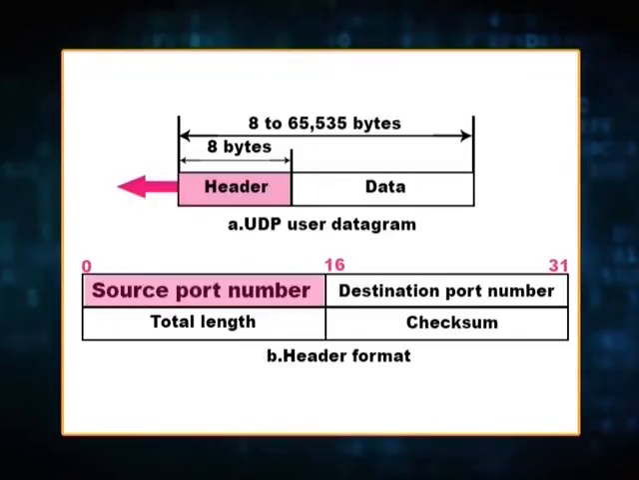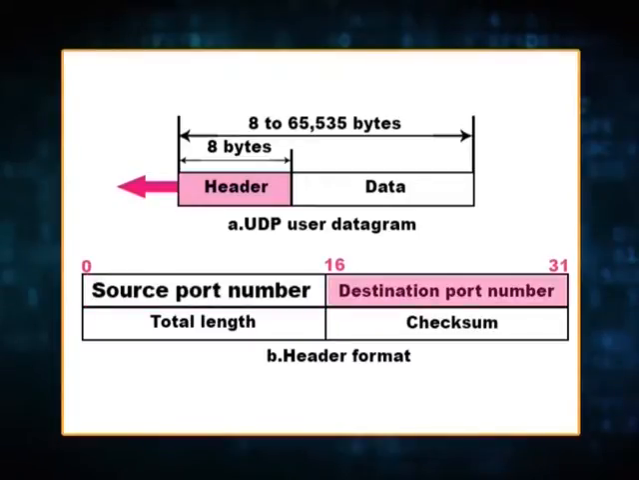65,535. If the source host is a client, the port number in most cases is an ephemeral port number requested by the process and chosen by the UDP software running on the source host. If the source host is the server, the port number in most cases is a well-known port number.